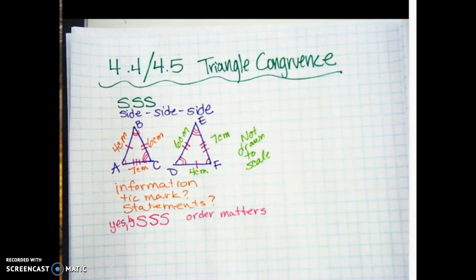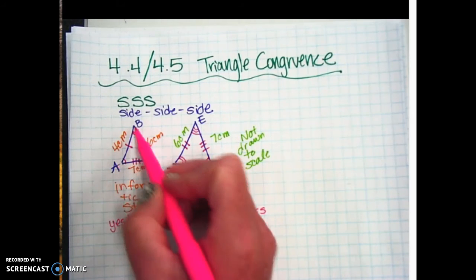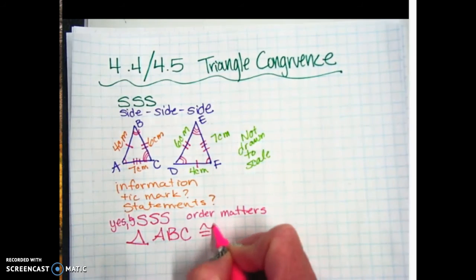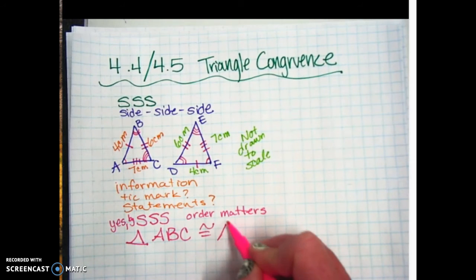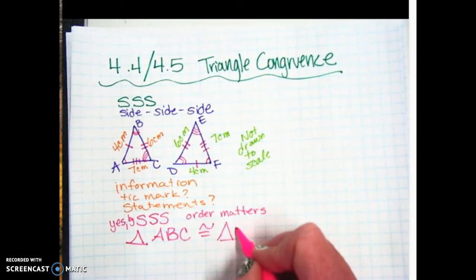So when I go to write this statement, I say triangle ABC is congruent to triangle, and I have to go in the same order, FDE.